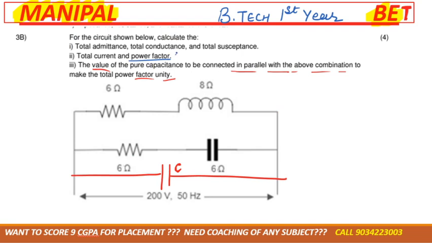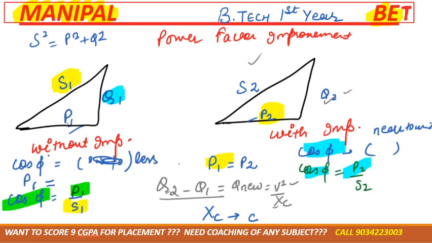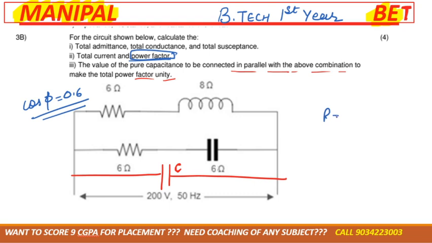From here, power factor cos phi. I'm considering a random cos phi. This would be cos phi is 0.6. Now we need P. Formula is how much? Equal to voltage, current, I cos phi. You calculate the current, cos phi also. From here you get P.